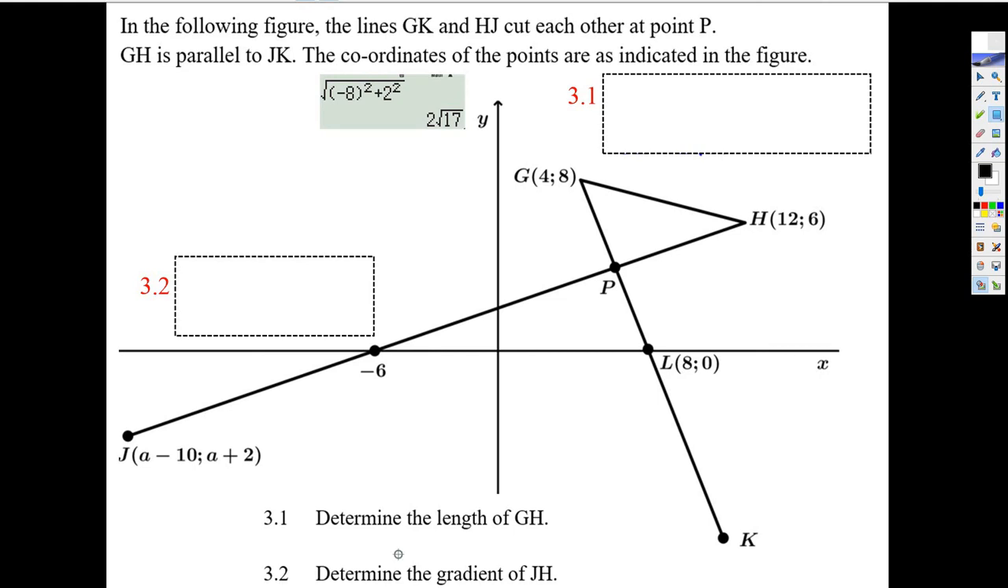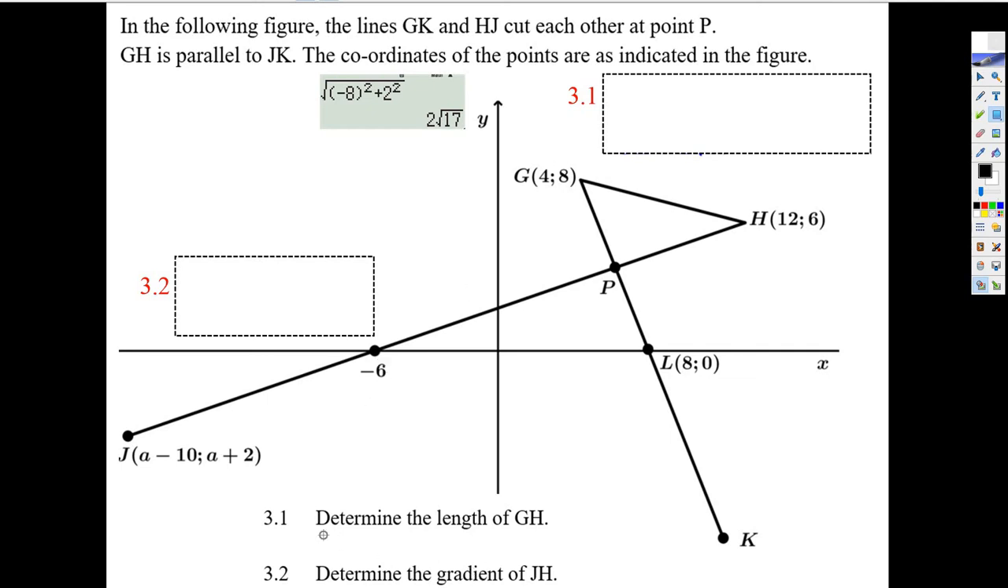Okay, this is question 3, Analytical Geometry, paper 2. And here we are. They give us the following figure, and it says the lines GK and HJ cut each other at a point P. GH is parallel to JK. Well, that's interesting. The coordinates of the points are indicated like you see in the figure.